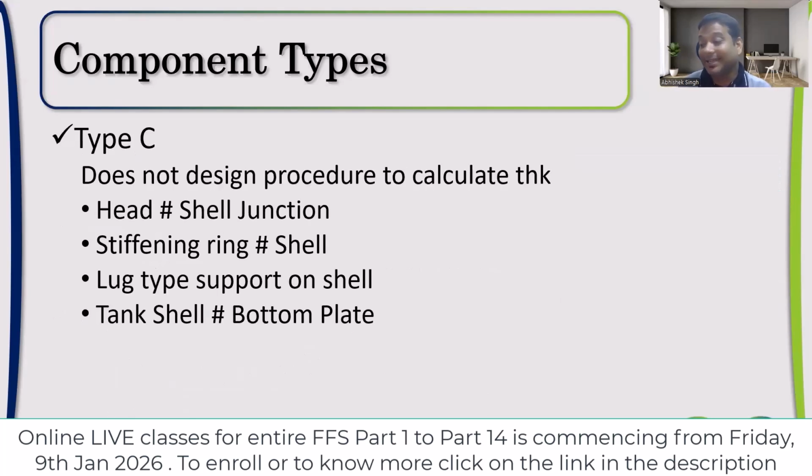In the same way, type C is the end part of it. These are the parts where you don't have thickness calculation formulas available, like head to shell junction. I don't have an equation for that. Stiffening ring to shell, when you are welding, the additional stresses getting generated, we are not aware of that. Lug type support, tank shell to bottom plate connections, you don't have a direct equation. You may use finite element analysis to calculate these. So these are type C, where the calculation will happen by finite element analysis. You don't have an equation available for that.